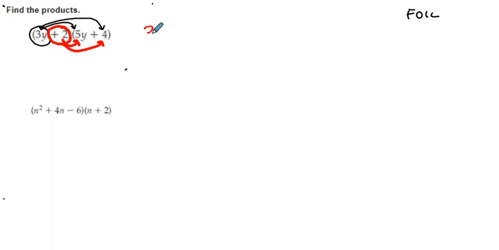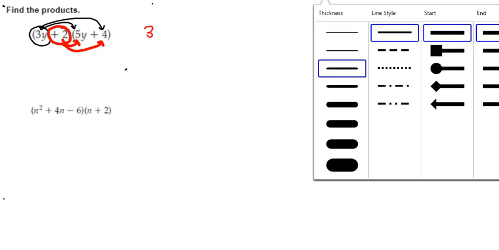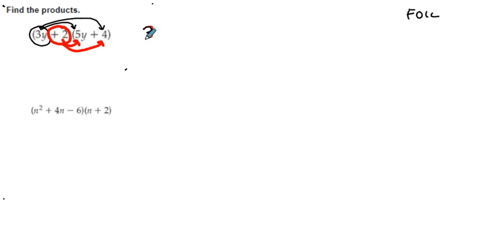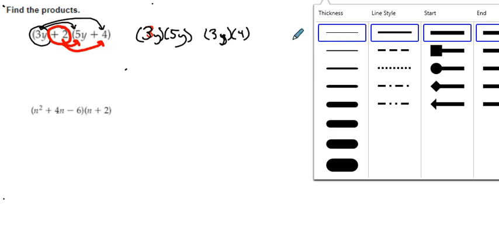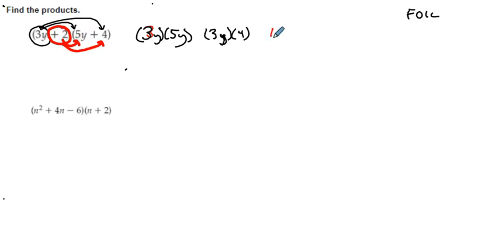So if I do that, your first product is going to be 3y times 5y. All right, so we're doing this first one right here. And then we're going to do 3y times 4. Again, I'm not putting signs in because we're going to determine those based upon the signs of our products. All right, then I'm going to switch to red, and we are going to do 2 times 5y, and then we're going to do 2 times 4.